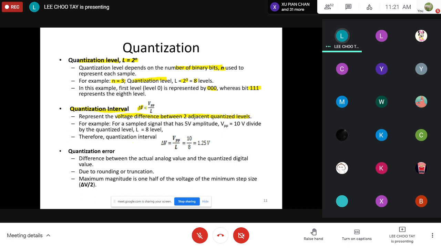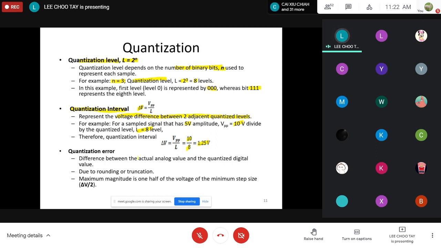The quantization interval can be found by taking the peak to peak voltage, divided by the number of quantization levels, which is L. Here is an example. We have a simple signal that has 5-volt amplitude, so the peak to peak voltage is 10 volt. Because we are using a 3-bit binary word, L is 8 levels. So the quantization interval, or the voltage difference between 2 adjacent quantized levels, is 10 divided by 8, which is 1.25 volt.